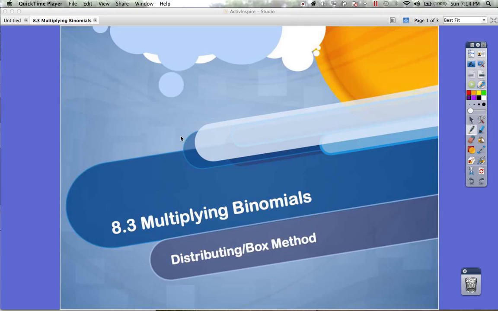8.3 multiplying binomials. We are going to be using distributing, and we're also going to show you a box method. You could use either one if you want, but one you may find easier. If you just remember it's distributing, you don't have to make the box, but that's always helpful for some people to do. And you'll see what I mean when we get going on it. So let's try the first problem.